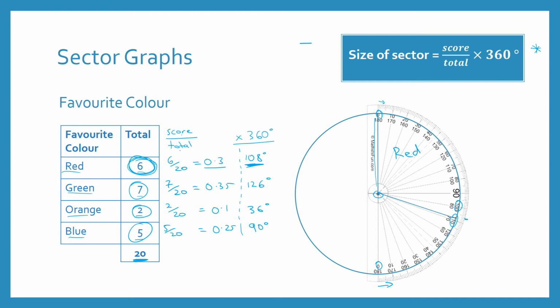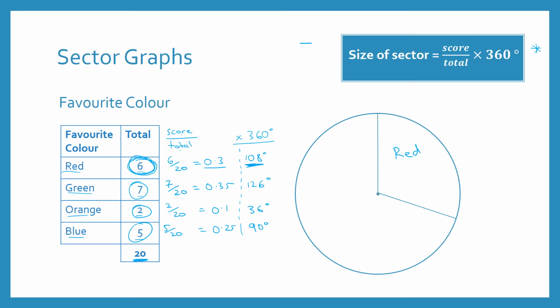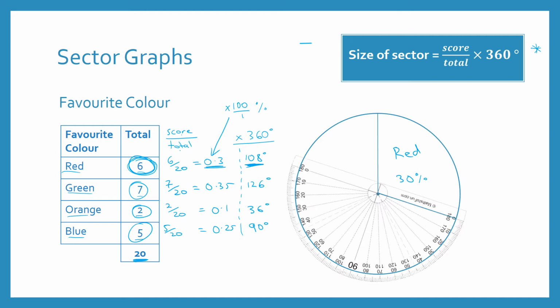Let me just rub out these things. Okay. So that's what our graph is going to look like so far. And we could even write that 30% of people chose red. So all I've done is taken this number here and multiplied that by 100 over 1%. I've just turned this decimal into a percentage.